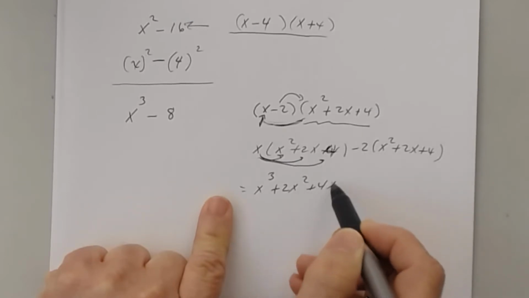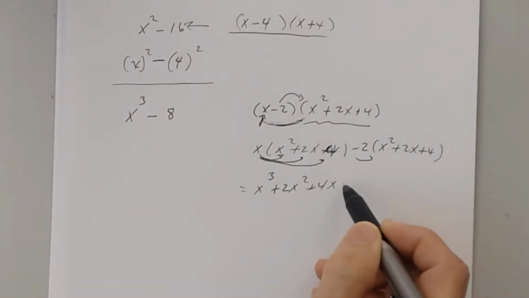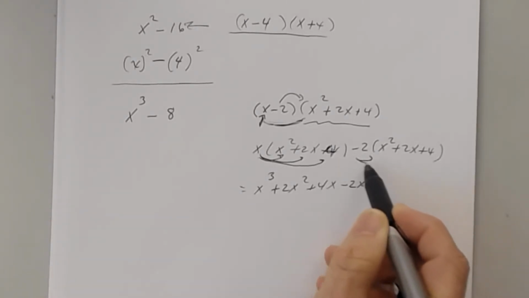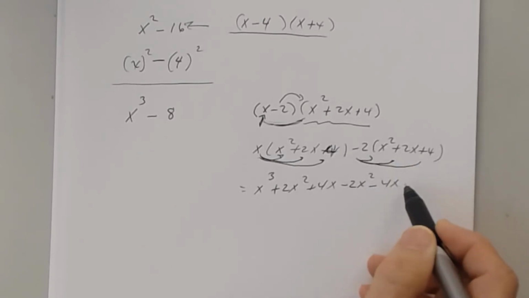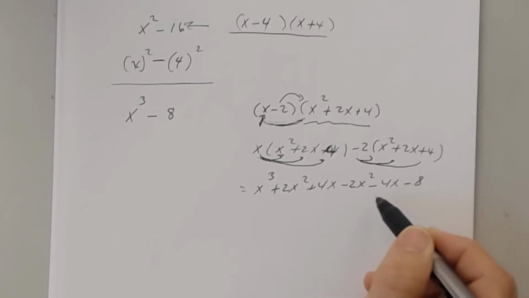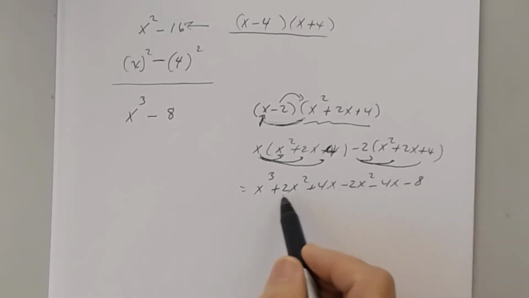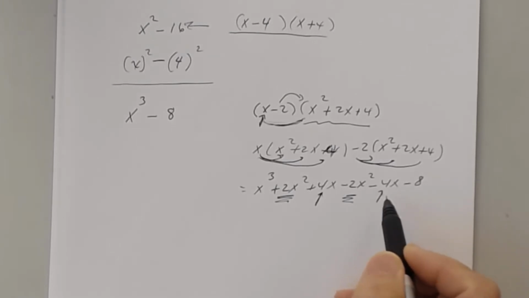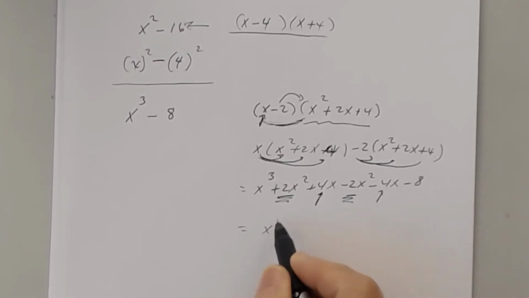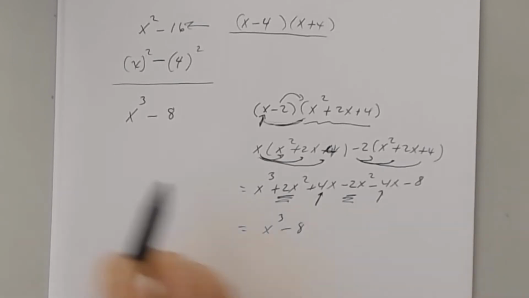What's x times 4? 4x, good. Then let's distribute the negative 2. What's the negative 2 times x squared? Good. What's negative 2 times 2x? All right. And what's negative 2 times positive 4? Negative 8. Let's combine like terms. There's a positive 2x squared and there's also a negative 2x squared. They cancel out. That's 0. There's a positive 4x and a what? Negative 4x. They cancel out. That's 0. What's left? X cubed minus 8. Is that what this is?